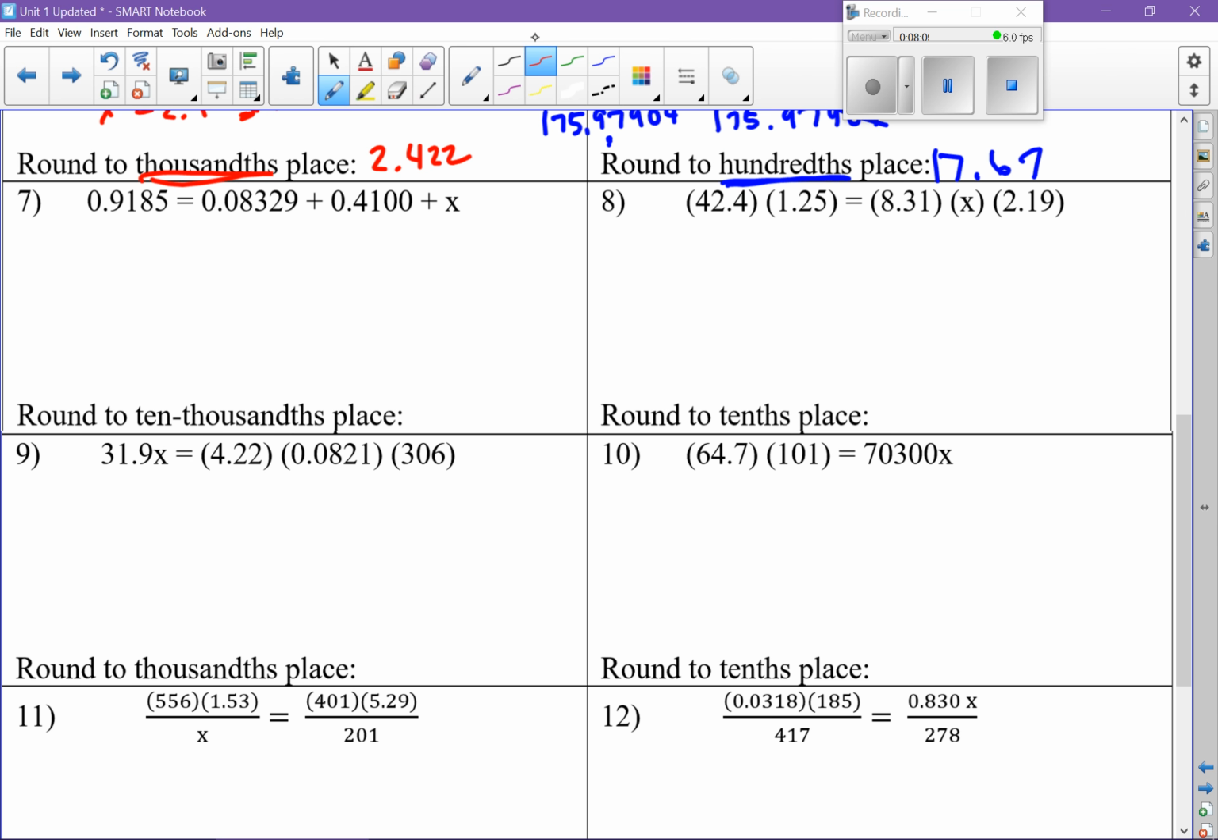Alright, next one, we have some addition, different than the ones that we've been doing. First job is to combine like terms. So the like terms that we can combine are these numbers right here. So your first job is just to add those. So I'm going to keep everything else on the other side. When I add them, I get 0.49329, and I still have the plus x.